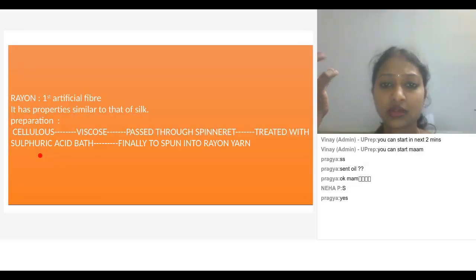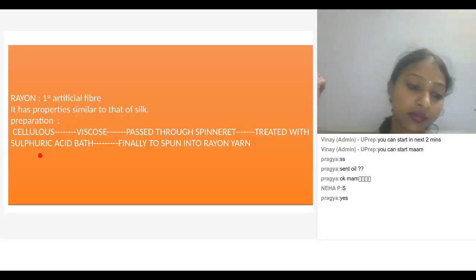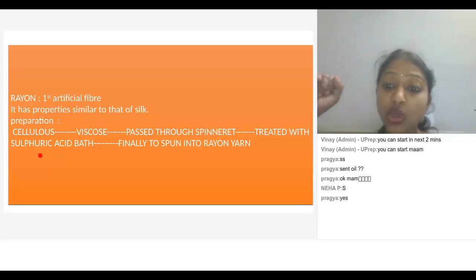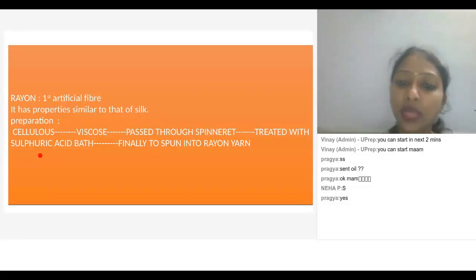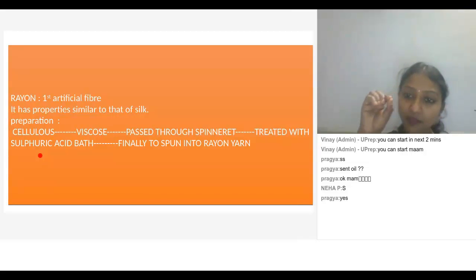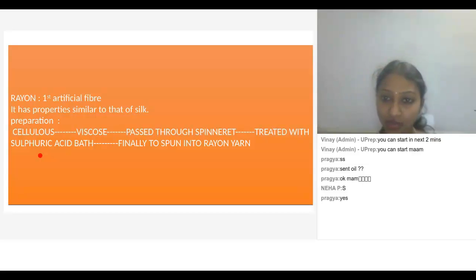Yes, ma'am. That shower head has holes in a proper pattern. So this thick viscose is passed through a spinneret. That means a shower head-like structure with holes, like a simple filter with a proper pattern. When this viscose is passed through the spinneret, we get a thin drop or fabric-like content from the spinneret.